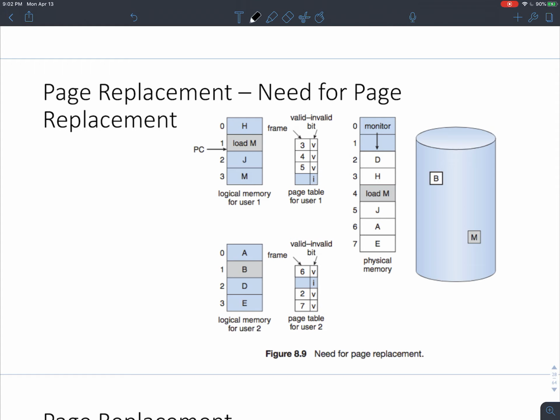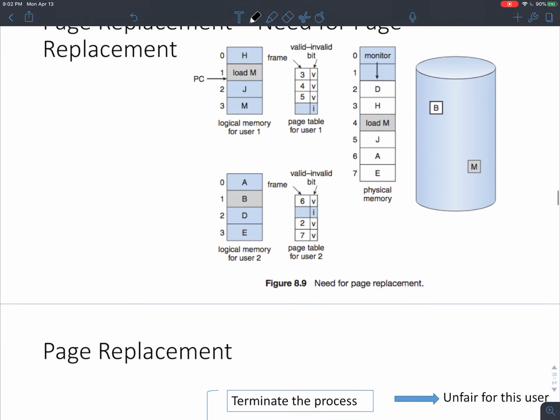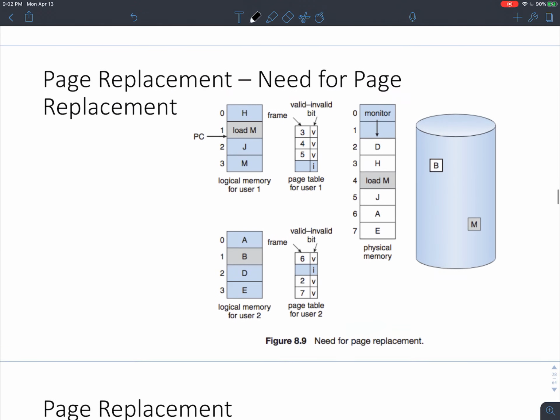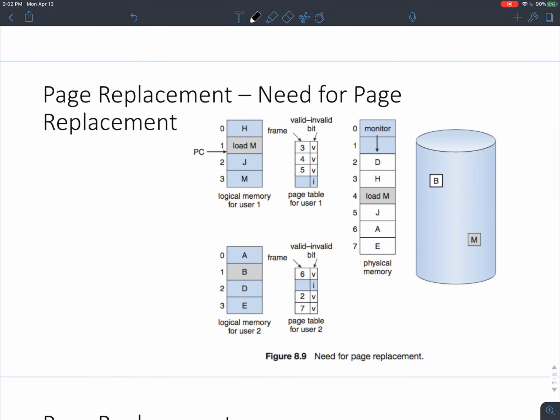And then this is one way of reducing the effective access time. And the other way to do that is to come up with a better page replacement strategy. So let's see what that does.